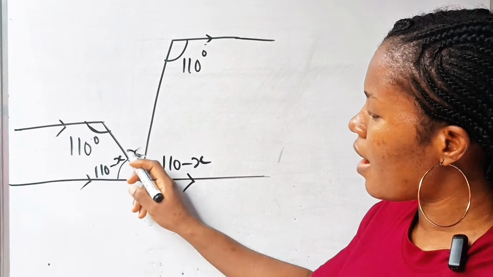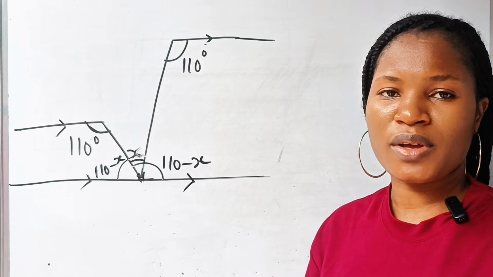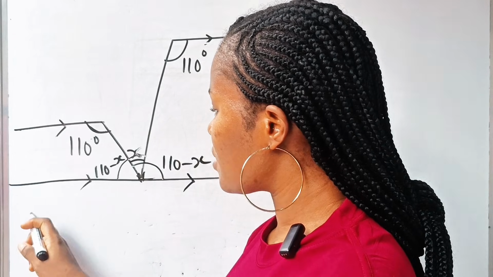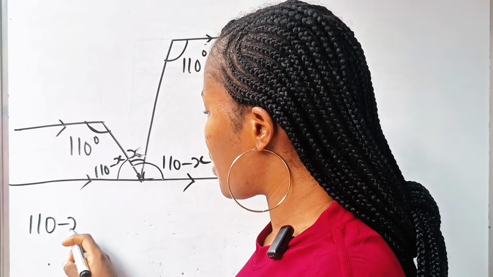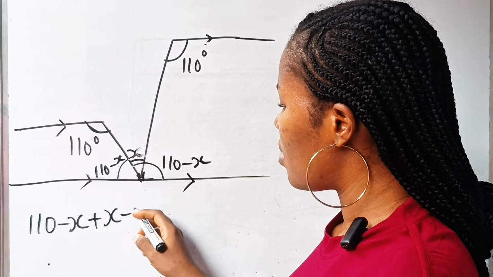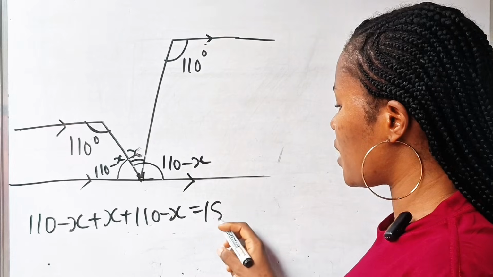Now here we have angle on a straight line, and the sum of angle on a straight line is 180 degrees. So we can write 110 minus x plus this x plus 110 minus x is equal to 180.